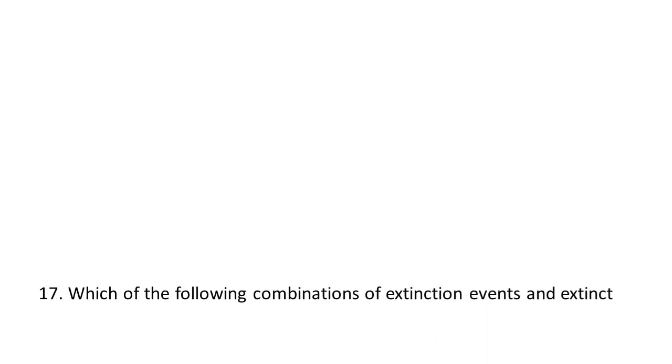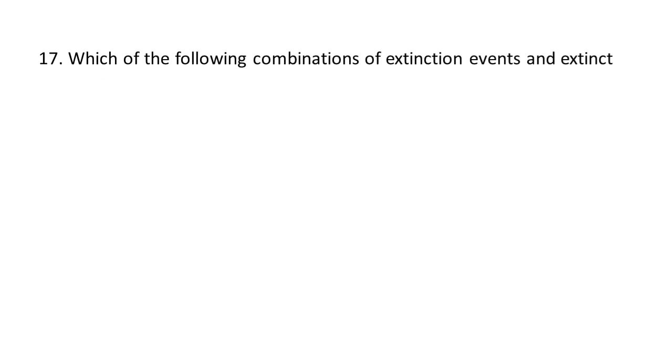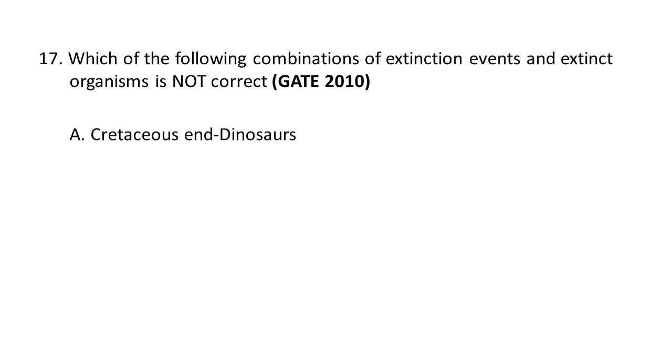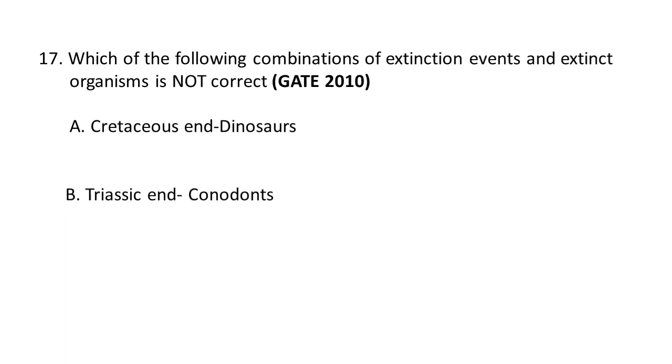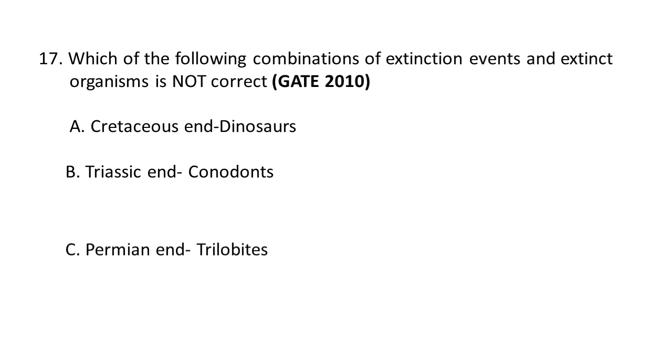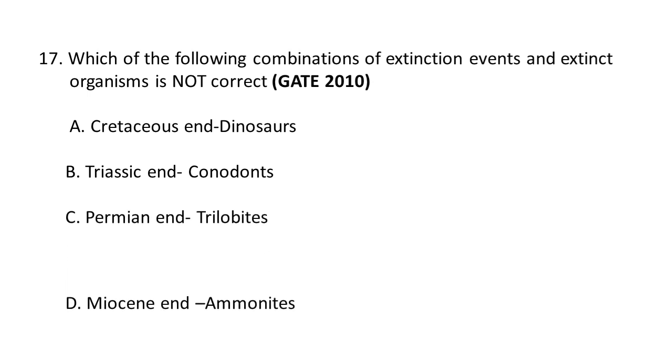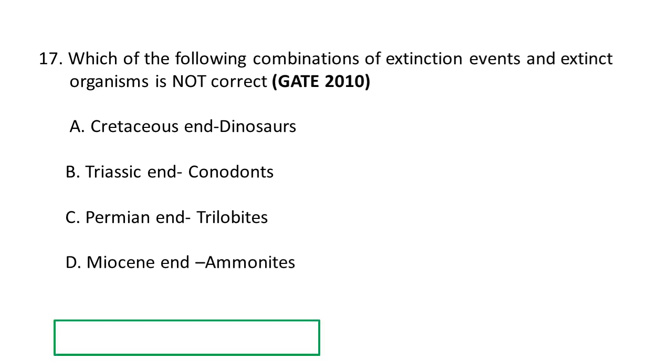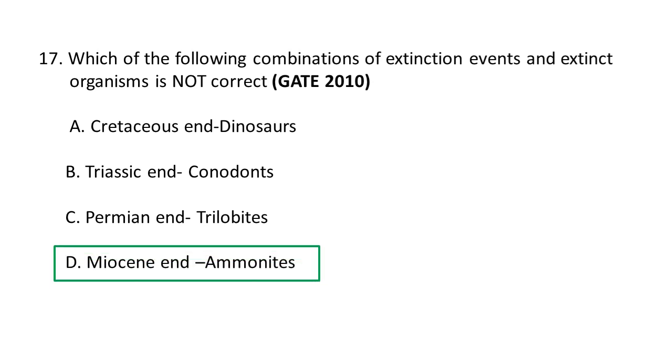Next question. Which of the following combinations of extinction events and extinct organism is not correct? A, Cretaceous end is denoted by Dinoceras, B, Triassic end Conodons, C, Permian end Trilobites, and D, Miocene end Ammonites. So the combination which is not correct is Miocene end Ammonites, whereas at the end of the Cretaceous, dinosaurs came to an end, at the end of the Triassic, Conodons came to an end, and at the end of the Permian, Trilobites came to an end, but at the end of the Miocene, Ammonites have not come to an end. So that's why D is the correct option.